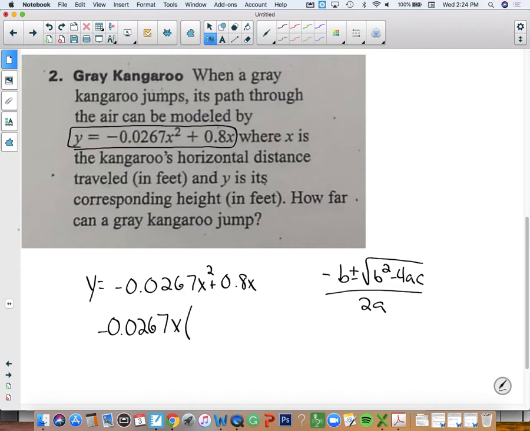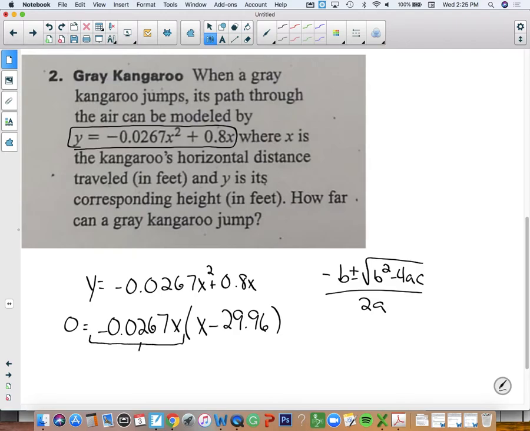Okay, so when I do that, you're probably going to want a calculator. So 0.8 divided by negative 0.0267. We get, so that was an x there, deleted, so x minus 29.96. That's what you get when you divide 0.8 by 0.0267. Okay, and then since we're solving for x, that becomes a 0. When we're factoring, we always want to set equal to 0, and then you get your two solutions.